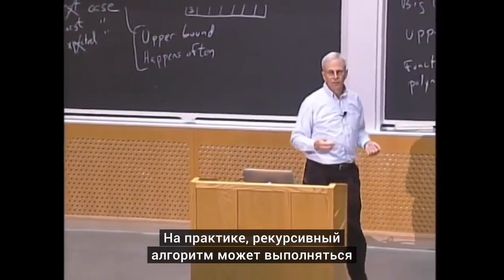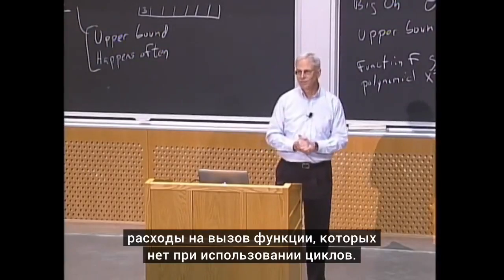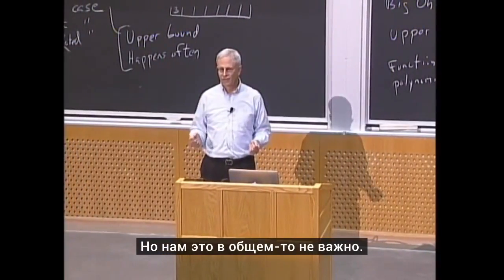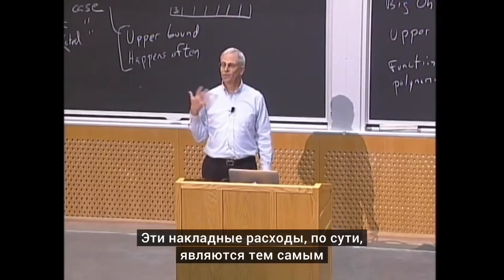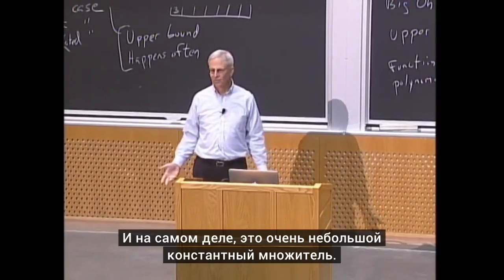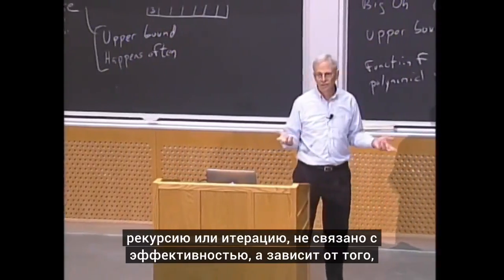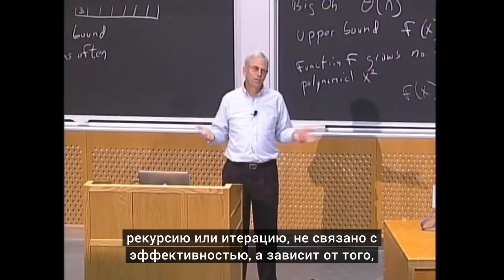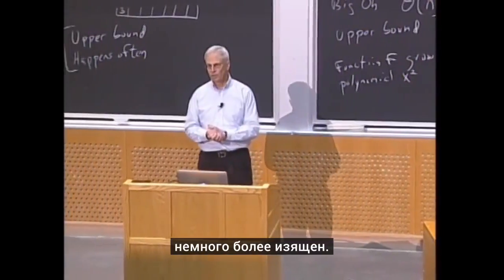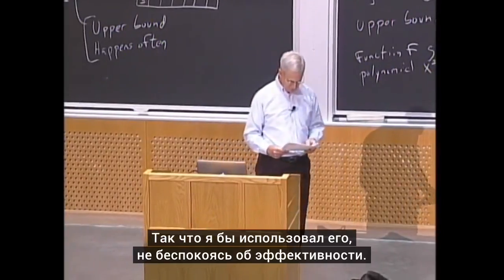Now in practice, the recursive one might take a little longer to run because there's a certain overhead to function calls that we don't have with while loops. But we don't actually care about that. This overhead is one of those multiplicative constants I said we're going to ignore. And in fact, it's a very small multiplicative constant. It really doesn't make much of a difference. So how do I decide whether to use recursion or iteration? It has nothing to do with efficiency. It's whichever is more convenient to code. In this case, I kind of like the recursive factorial. It's a little neater. So that's what I would use and not worry about the efficiency.